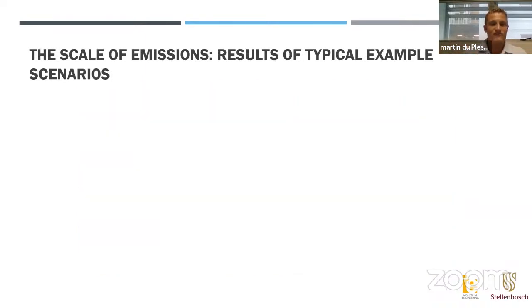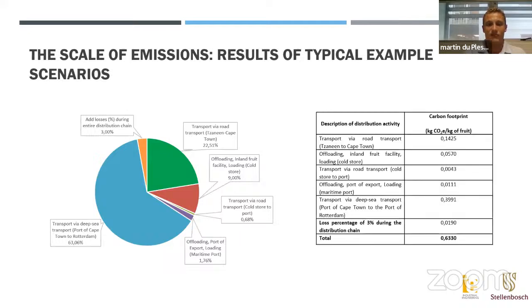So let's take the avocado one as an example. Just a bit of background about the distribution process. Avos are packed in Muketsi, and they are loaded onto a refrigerated truck, 28 pallets, transported to a cold storage facility in Cape Town, stored for 7 days, then packed into reefer containers. This reefer container then spends 1 day in the port of export, the port of Cape Town, and then it's shipped to the port of Rotterdam.